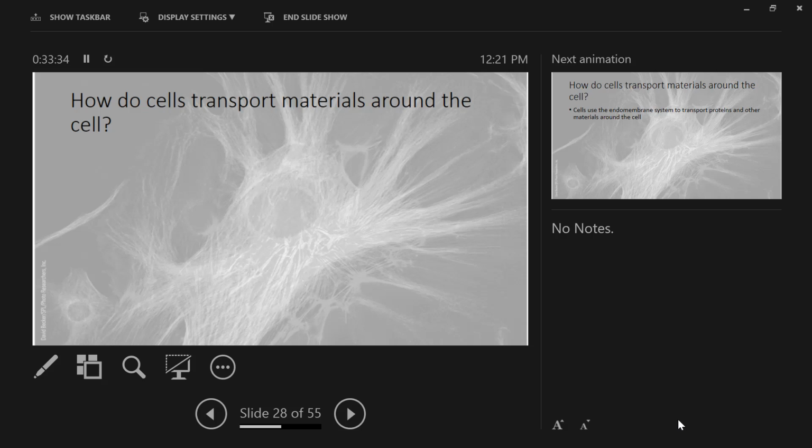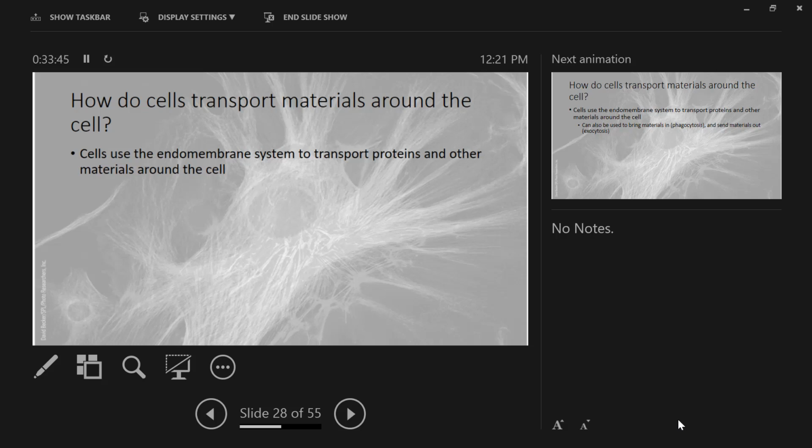But we have another wonderful way in which we can do this as well. And it's using what's called the endomembrane system. And so cells use this system to transport proteins and other materials all around the cell. What does that root endo mean? Inside. What does membrane mean? Membrane, right? We've got a plasma membrane, we've got nuclear membrane, we have other membrane-bound organelles. So they use this system of membrane-bound organelles to transport materials around the cell.